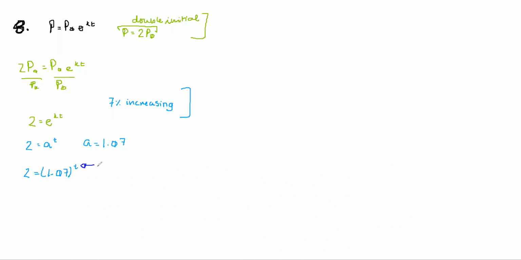Looking for t. Okay. So how would I solve for it? You would take the ln of 2 equals t multiplied by the ln of 1.07. So t is equal to ln 2 over ln 1.07. Precisely.